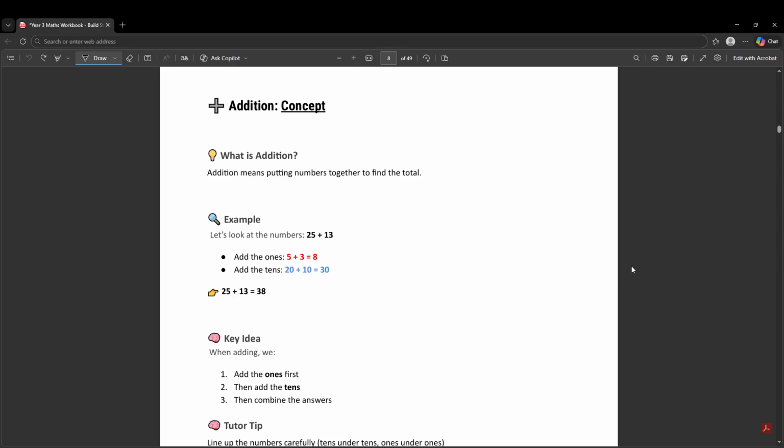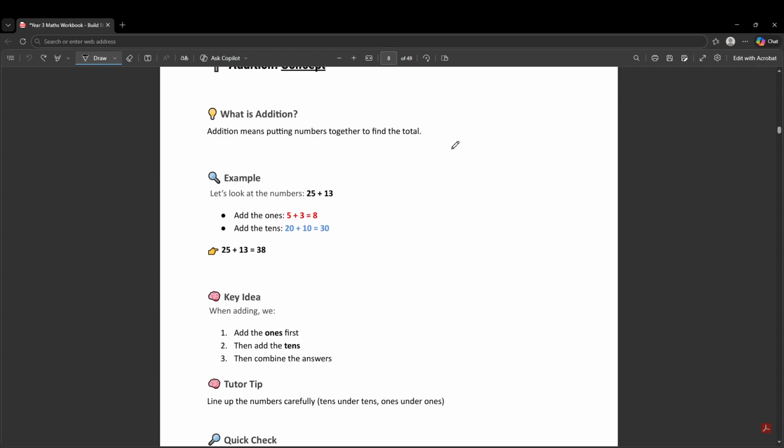If you struggle with addition and subtraction, this video will help make it very simple. Our first concept is going to be addition. Now we have to ask ourselves, what is addition? Addition means putting together the numbers to find the total. For example, we can take a look at the numbers 25 and 13.